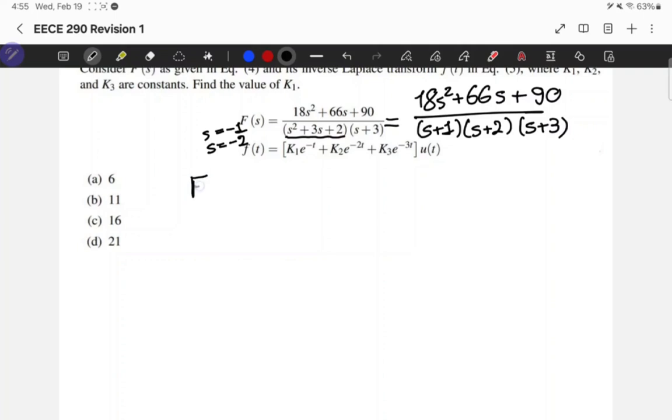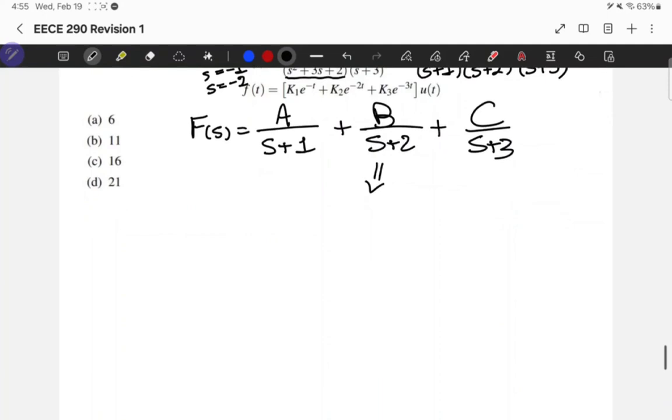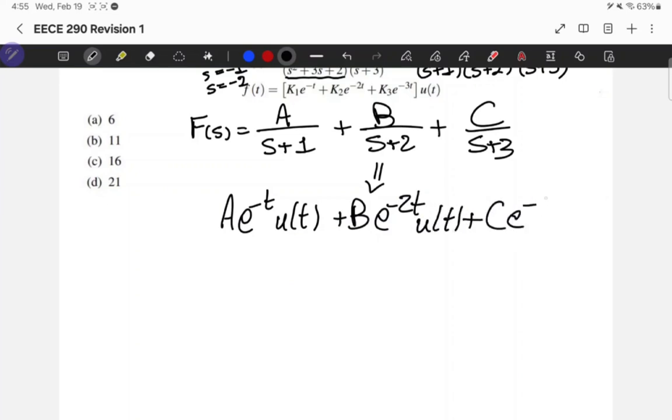So I can write F of s, by partial fraction expansion, as a over s plus 1 plus b over s plus 2 plus c over s plus 3. Notice here I have a proper fraction because the power of the numerator is less than the power of the denominator. This is my partial fraction expansion. Now I know that after I do Laplace inverse, I get a exponential minus t u of t plus b exponential minus 2t u of t plus c exponential minus 3t u of t. Why?